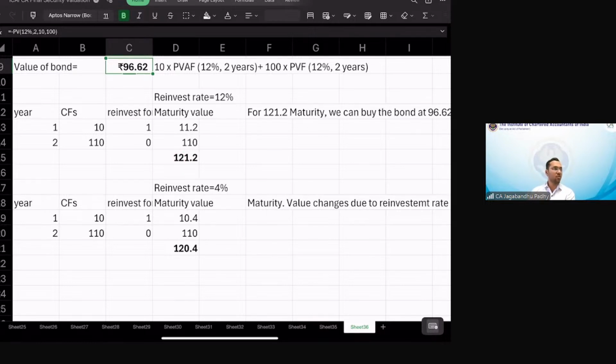This is not a realistic scenario for a simple reason. Your reinvestment rate could change. And as the reinvestment rate changes, the maturity value will change. So you invested 96.62 with an expectation that it will become 121.2 after 2 years. But what you observe after 1 year is that the rate has changed. So you will not be able to fulfill your target of 121.2, or whatever maturity amount you had thought. If you are going to reinvest the coupons, the maturity value may not be in your control and it may be subject to change.